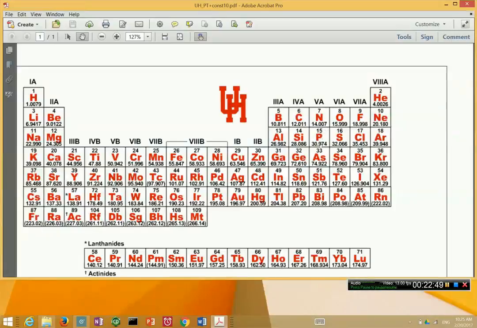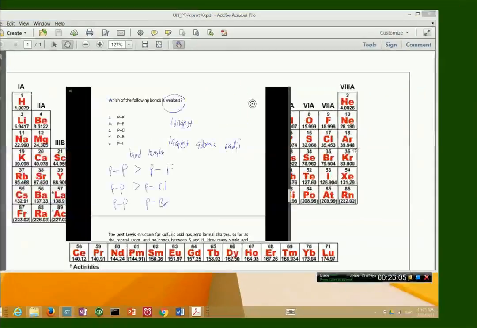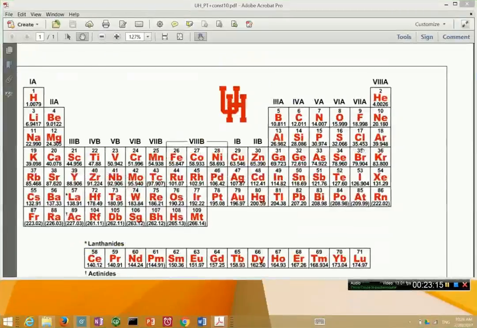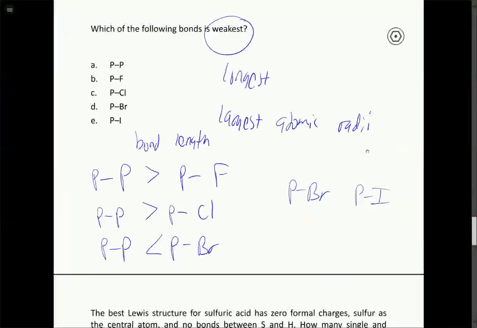Right, because when you go down the periodic table, you're adding a whole additional subshell. So the valence subshell for phosphorus is 3p. Now we're going down here to bromine, which is 4p, a lot farther away from the nucleus than the 3p. So bromine is expected to be larger than phosphorus, even though it is to the right. And so the P-Br bond is going to be longer than P-P. But now if we compare P-Br to P-I, iodine is below bromine on the periodic table, so iodine is larger than bromine, which means the P-I bond is going to be the larger of the two.